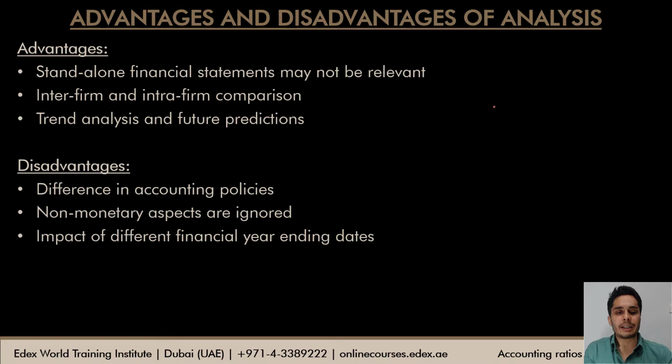Firms could have different year-ending dates that could also impact the ratio analysis. For example, seasonal businesses could maintain different inventory levels during different parts of the year. So a business having a year-ending date near the on-season, when compared to a different business having a year-ending date near the off-season, the inventory levels could obviously be different. And looking at the numbers, it cannot be said that a certain firm is better because of high or low inventory levels.